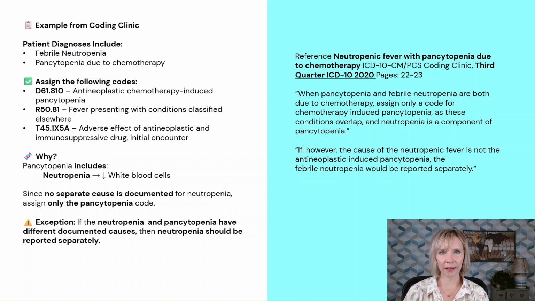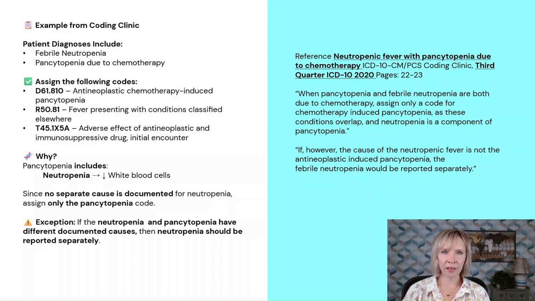The Coding Clinic addressed a scenario where a patient had pancytopenia due to chemotherapy and neutropenic fever. The guidance stated that when both pancytopenia and febrile neutropenia are due to chemotherapy, only the code for the chemotherapy-induced pancytopenia should be assigned. This is because neutropenia is a component of pancytopenia and the conditions overlap.